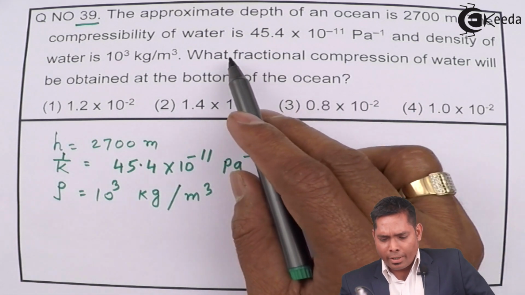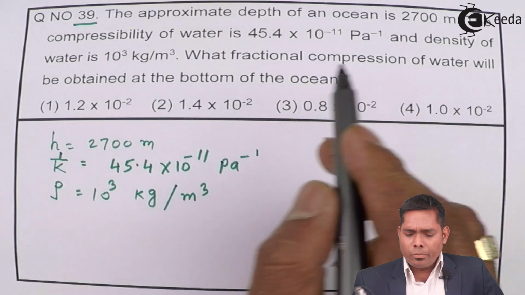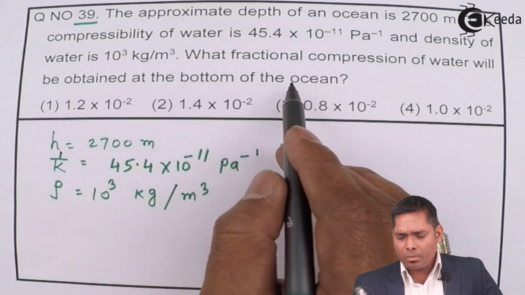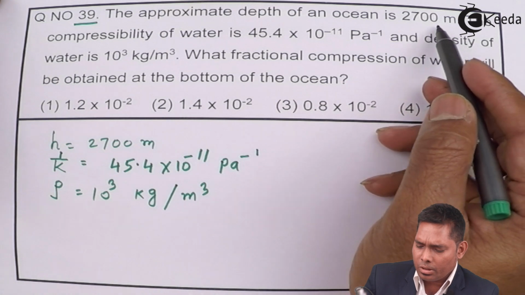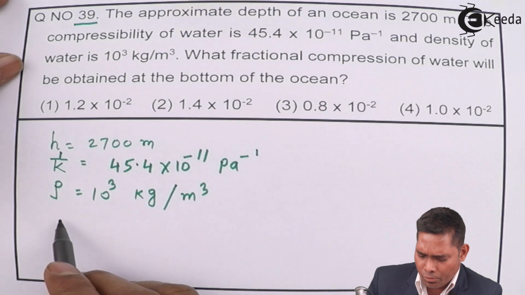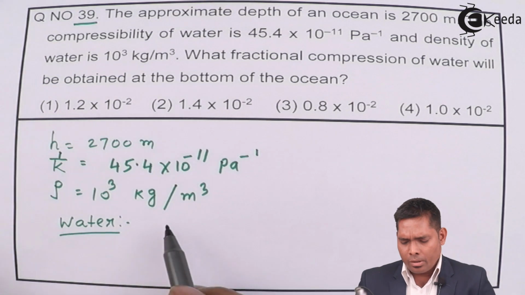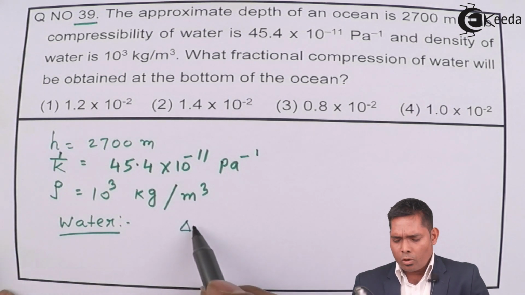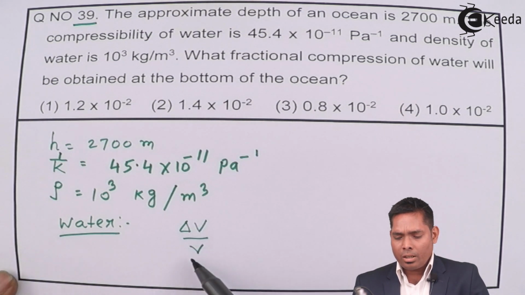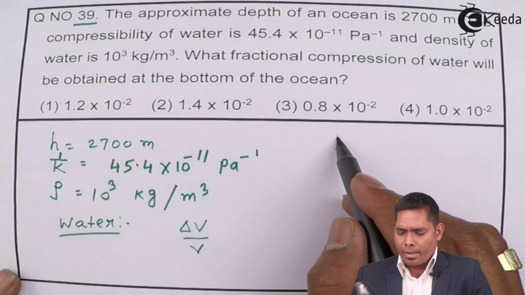So we are asked to find what fractional compression of water will be obtained at the bottom of the ocean. The bottom of the ocean is this much. This is the depth, and fractional compression of water. If you think of water, then how much is the change in volume of water to the original volume? This is called fractional compression of water.